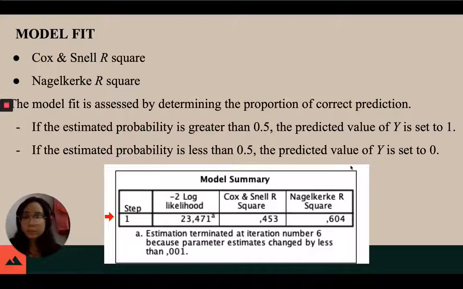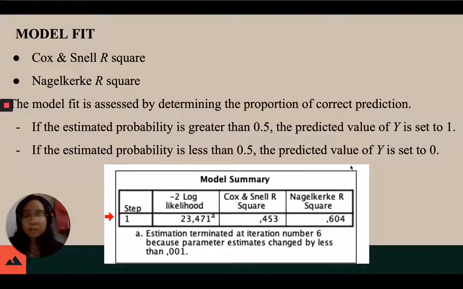So in multiple regression, the model fit is often measured by R-square, which is also called the coefficient of multiple determination. But in logistic regression, the model fit is often measured by Cox and Snell R-square and Nagelkerke R-square. The Cox and Snell R-square is constrained in such a way that it cannot equal 1, even if the model perfectly fits the data, but this limitation is overcome by the Nagelkerke R-square.